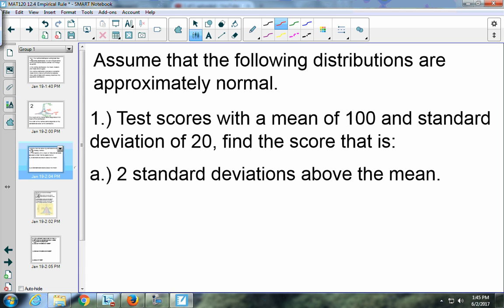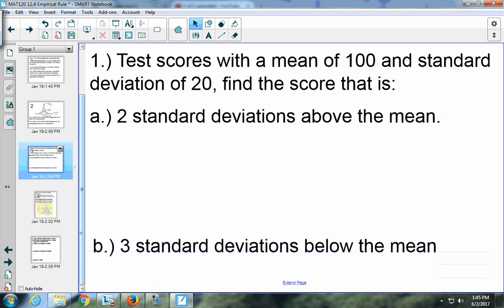In this example, we're going to assume that this distribution is approximately normal. What that means is we can sketch out a graph using that bell curve or that normal curve to help us answer the question. It says test scores with a mean of 100 and a standard deviation of 20. Find the score that is, in part A, 2 standard deviations above the mean, and in part B, 3 standard deviations below the mean. The easiest way to do this is to just build the whole normal curve.